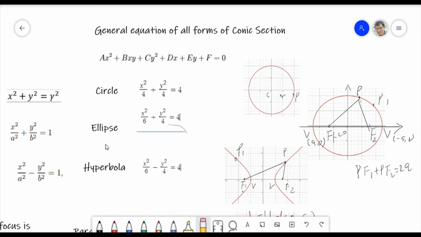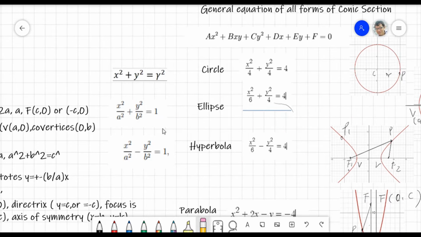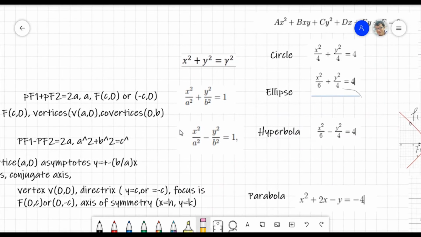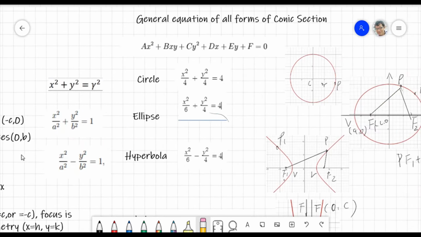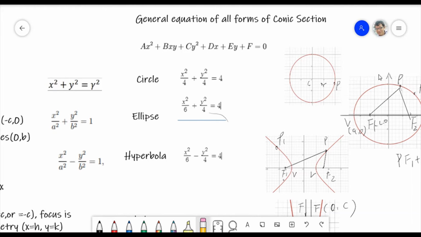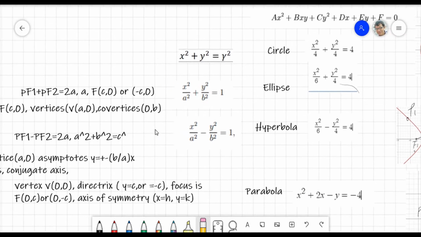So let's see what we need to remember for the ellipse. Okay, the co-vertex is (0, b). So this point should be the co-vertex. Okay, this point should be the co-vertex. That's all we need to know.